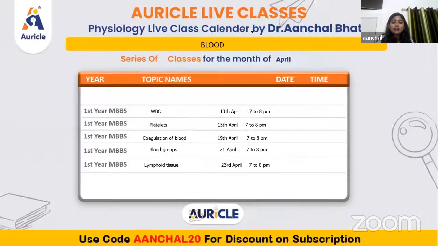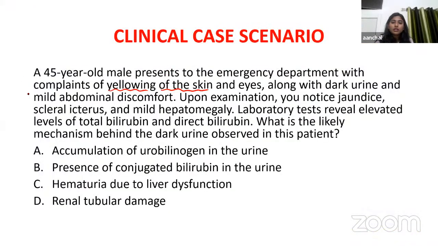And also we have a clinical case scenario. They are asking that upon examination, there is mild hepatomegaly, an increase in the level of total bilirubin and direct bilirubin. So what is it indicating? And also dark colored urine is observed, which means prehepatic is not present. Then what condition is present? Yes. So the answer is B, presence of conjugated bilirubin in the urine.